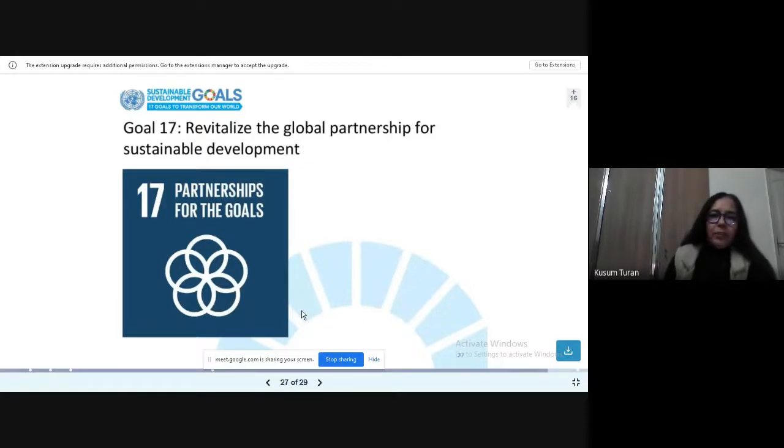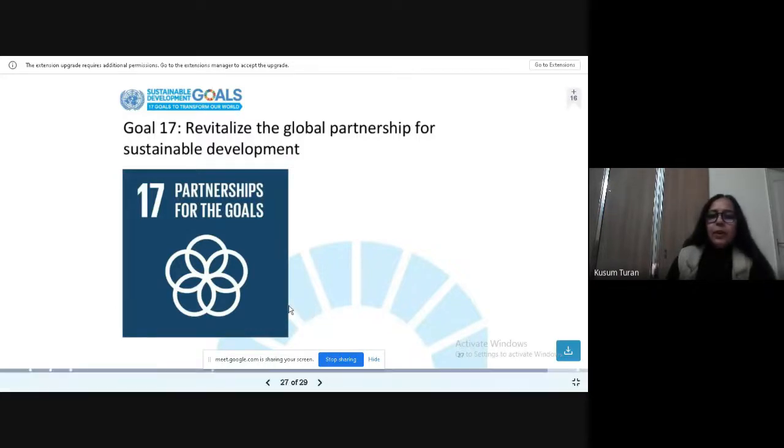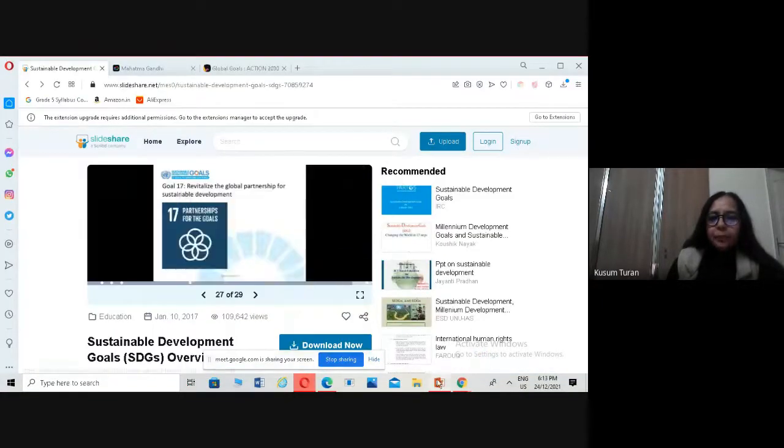Now, to achieve all other goals, we need to partner. And the whole agenda is to partner with you all here and to create awareness and the possible actions we can do at our own level. So partnership for the goals is the 17th goal, to create a community which can work together to achieve these goals by 2030. So this is the quick review of the 17 goals that we have.